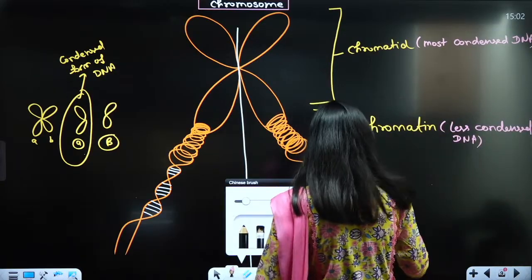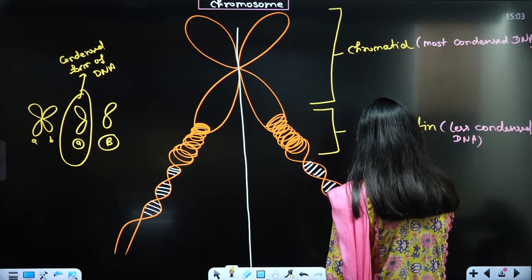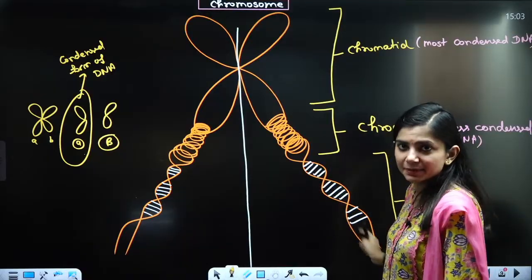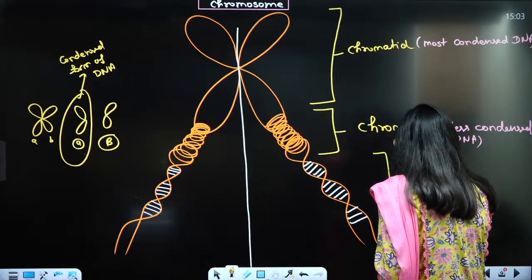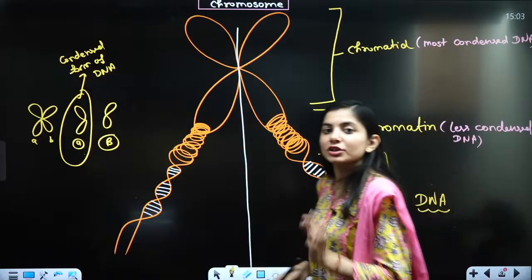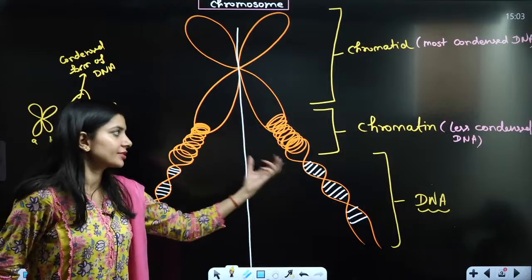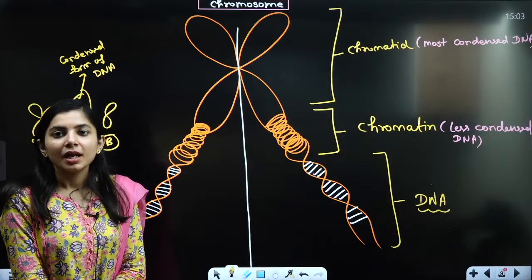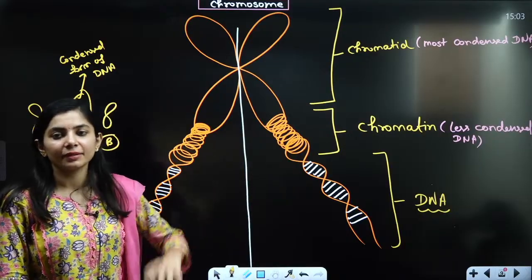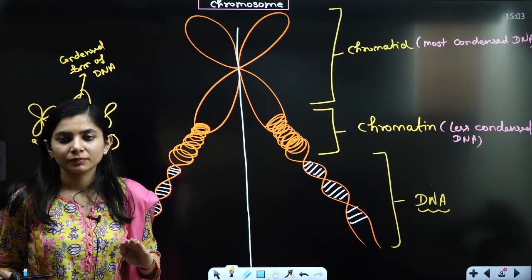Fine. Now if I'm taking this double helix part, it is specified as what? It is specified as the DNA. So this double helix, double stranded structure which is being opened, this structure is called as what? DNA. And we are trying to study the chromosome because we want to study about the DNA. Now, complete DNA is not having information.